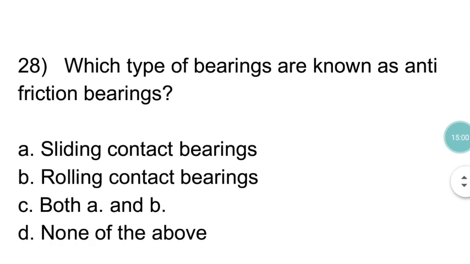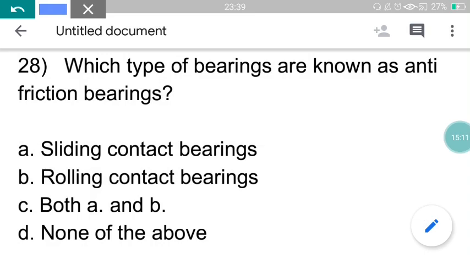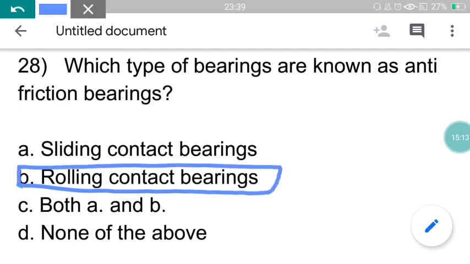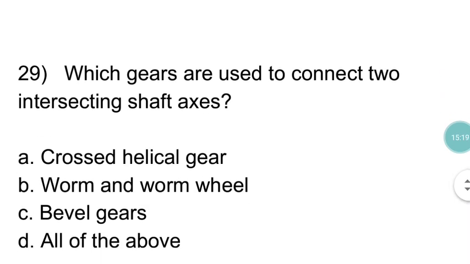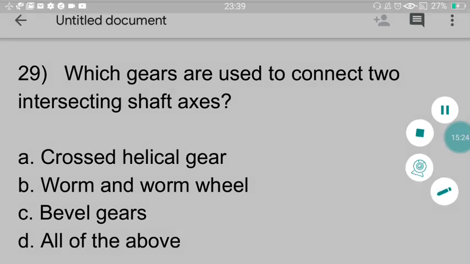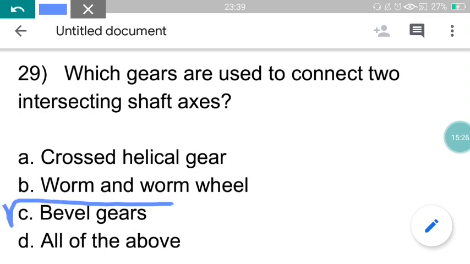Question number 28. Which type of bearing is known as anti-friction bearing? Okay, so rolling contact bearing is also known as anti-friction bearing. So the correct answer for this question is option B. Rolling contact bearing is also known as anti-friction bearing. Coming to the next question. Which gears are used to connect two intersecting shaft axes? So the bevel gears. Okay, we use bevel gears to connect two different intersecting shafts.